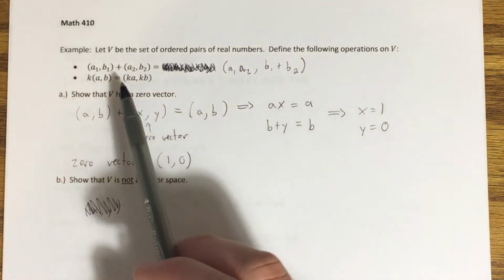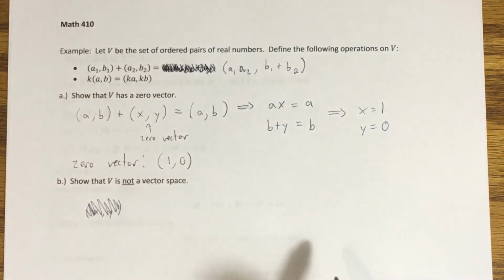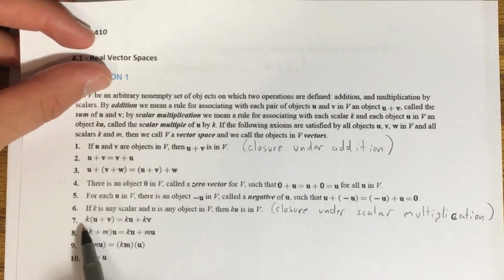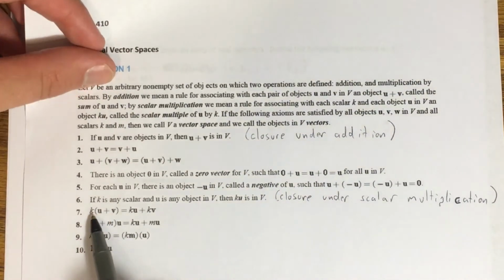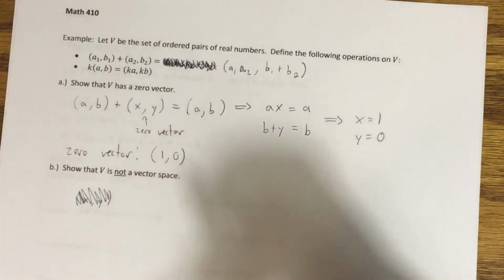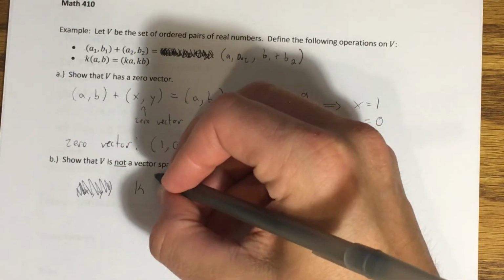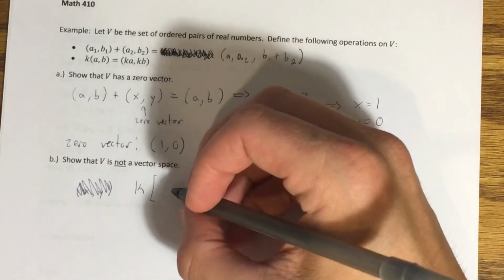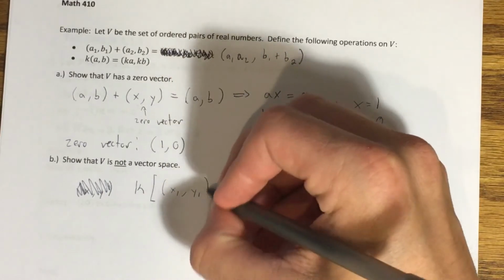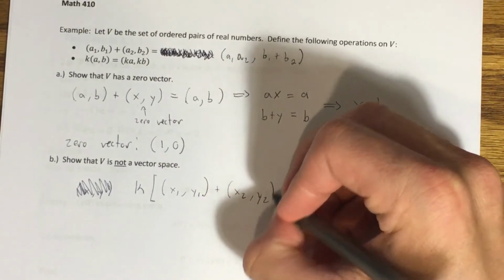Instead, I should look for a property involving addition, since that's the one thing that makes this set different from R2. So let's back that up. Let me look at Axiom 7. It actually involves both scalar multiplication and addition, but that's my distributive property. So let's suppose I'm looking at k times the sum of two elements of this set. Let's call them x1, y1 plus x2, y2.